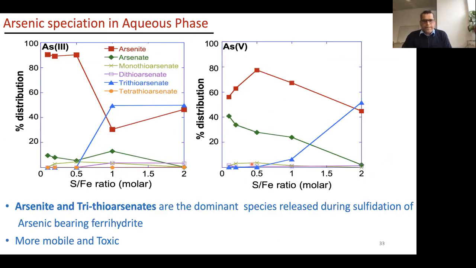Okay. So arsenite and trithioarsenate were the dominant species in the end, when we used ferrihydrite that had arsenic 3 or 5 soaked on the surface. For arsenic 3, we already know it's more mobile and highly toxic, but there are also indications that trithioarsenate is slightly more mobile and toxic than arsenate itself. So what we are doing here is increasing the toxicity and the mobility of these contaminants. And that was interesting, a good point to know.